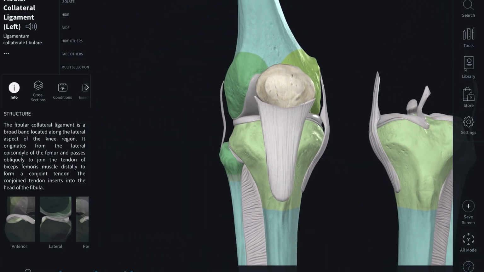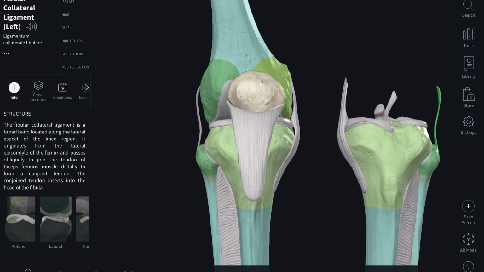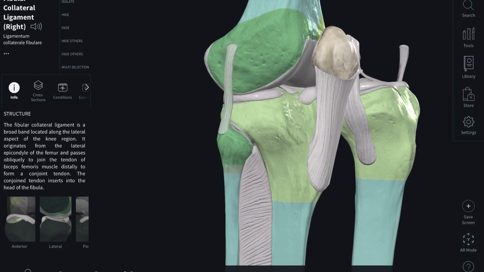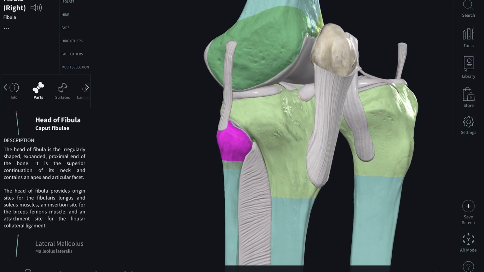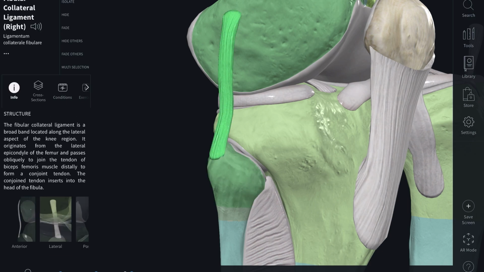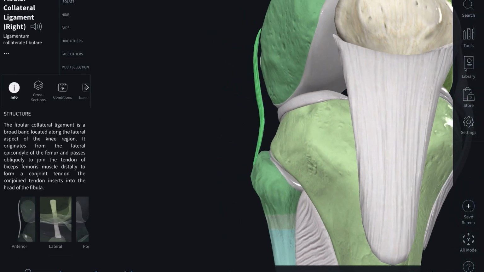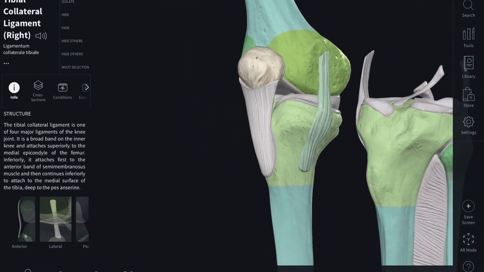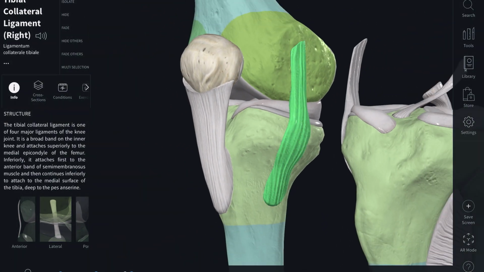So, looking at this leg, we're going to look at the lateral side. There is our fibular collateral ligament because it's connecting into what's called the fibula. You might have heard of this as your LCL because it is your lateral collateral ligament. Same thing. Then we have our tibial collateral ligament, which is on the medial side, or you might know it as your MCL, your medial collateral ligament.